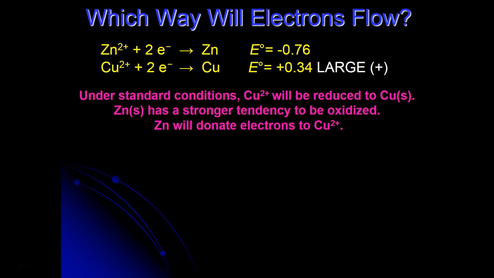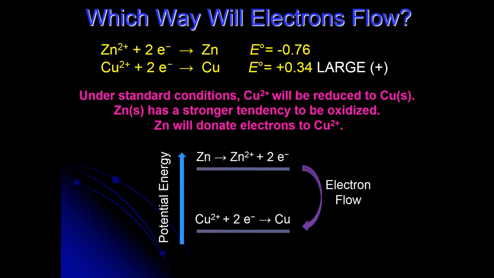So under standard conditions, copper 2 plus is going to be reduced to copper solid. That reaction will occur as written. However, the zinc has a stronger tendency to be oxidized. So zinc will donate its electrons to copper 2 plus. And we're going to get an electron flow that looks like this. These are the reactions that are actually going to happen.